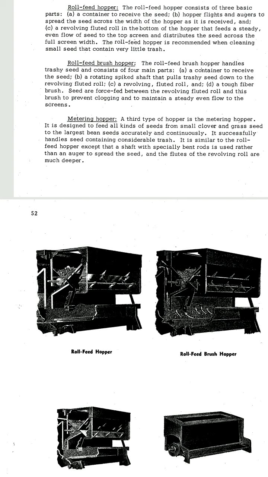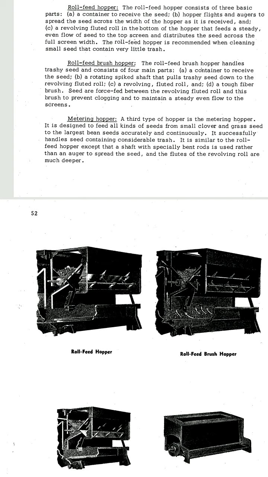The roll feed hopper consists of 3 basic parts. First, a container to receive the seed. Second, hopper flights, an auger to spread the seed across the width of the hopper as it is received. Third, a revolving fluted roll in the bottom of the hopper that feeds a steady even flow of seed to the top screen and distributes the seed across the full screen width. So these are the basic components in the roll feed hopper. The roll feed hopper is recommended when cleaning small seed that contains very little trash.